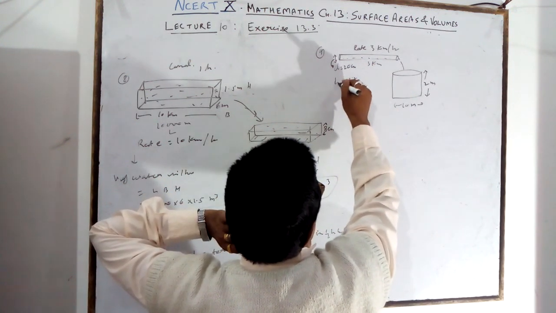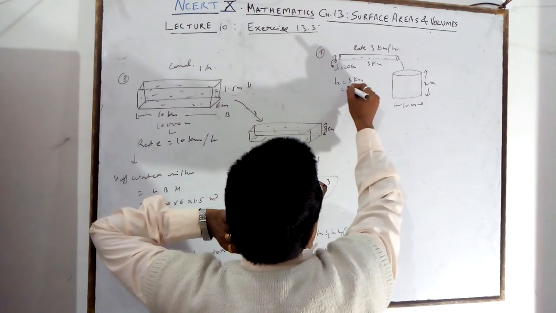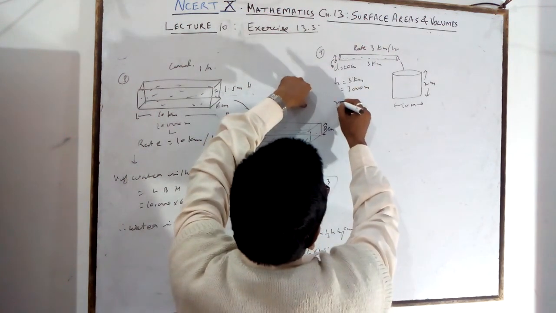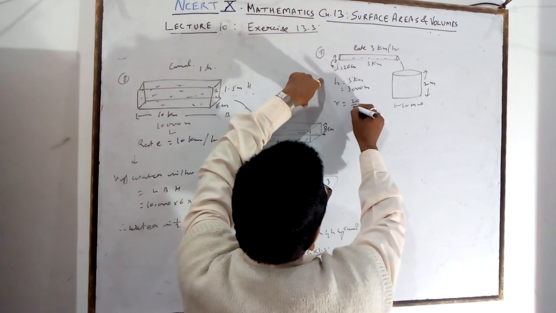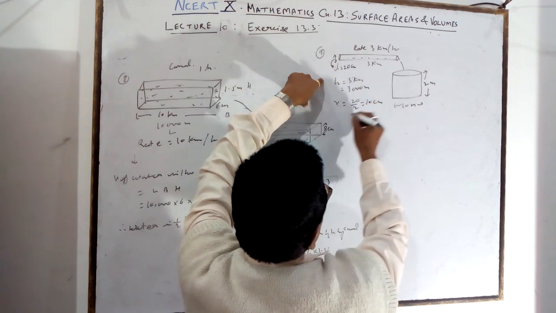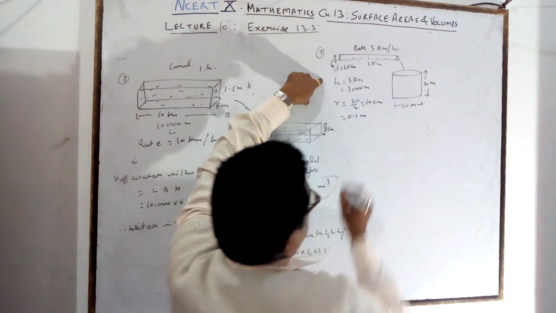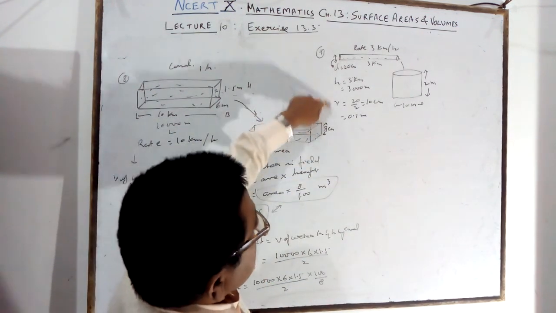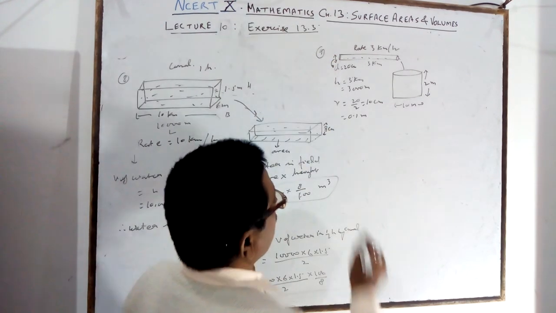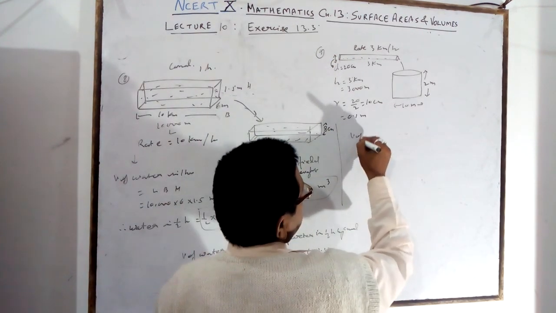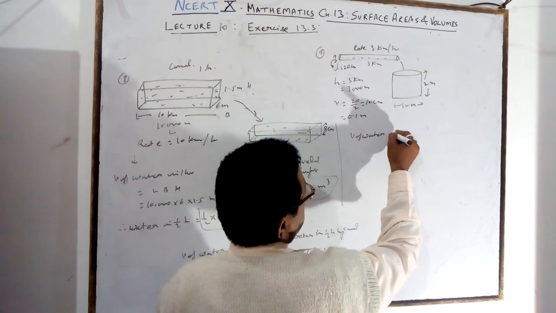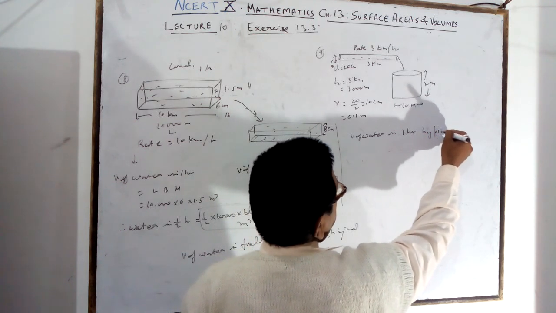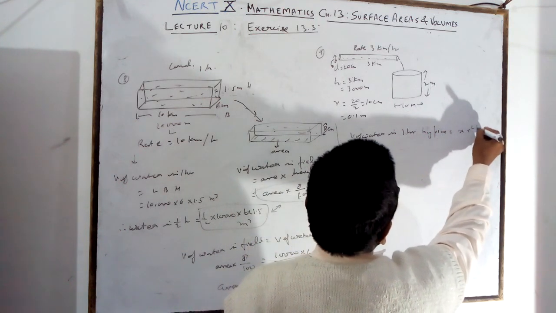This is called the height of the cylindrical pipe, that is 3000 meter. And radius is given 20 by 2, 10 centimeter, that is 0.1 meter. Convert centimeter into meter. Radius and height of the pipe are given. So volume of water in 1 hour by pipe is equal to pi small r square h.